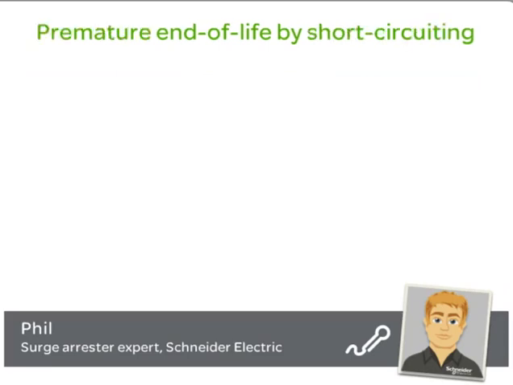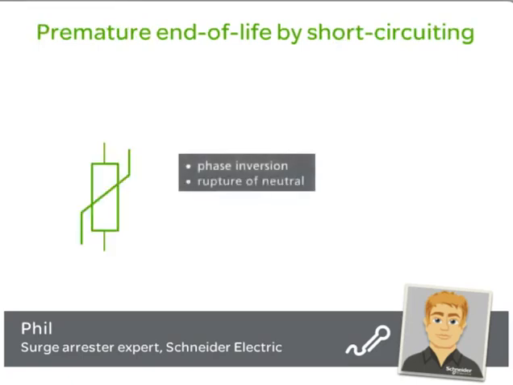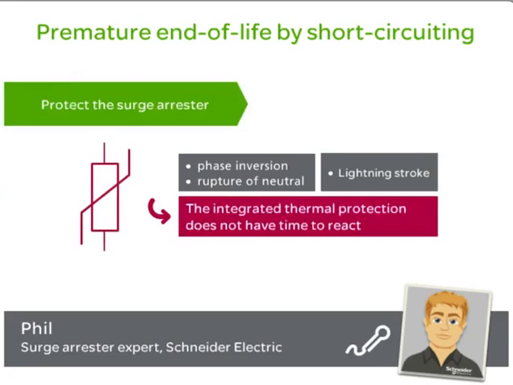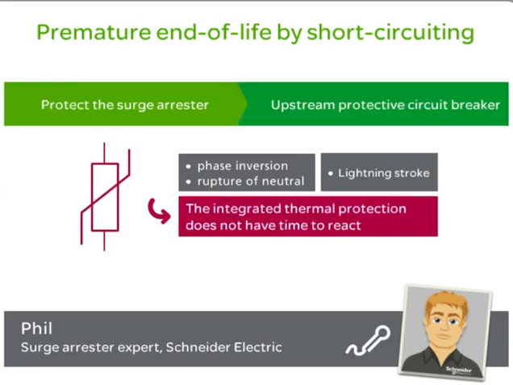Certain phenomena can short-circuit the surge arrestor. Phase or neutral inversion, or rupture of the neutral, or a violent stroke of lightning that exceeds the surge arrestor's runoff capability. In all of these situations, the integrated thermal protection does not have time to react. The surge arrestor must therefore be protected by an upstream protective circuit breaker to avoid the damaging impact on the switchboard or installation.